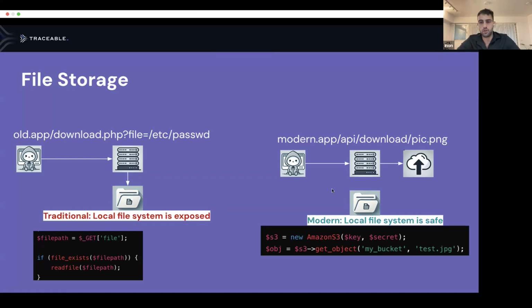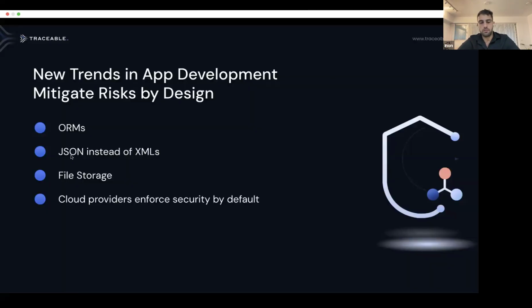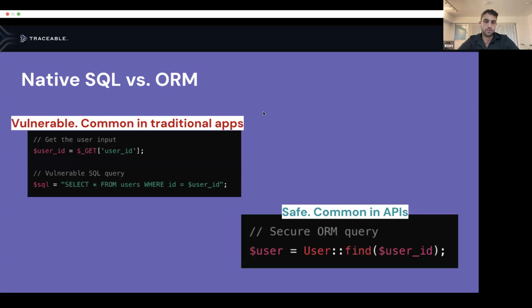This is something that doesn't really happen today, or it's not very common to see in modern applications, because developers prefer to use Amazon S3 or similar solutions that prevent the attacker from accessing the local file system on the server, even if there is a traversal. Another example is that developers use JSONs instead of XMLs today, which prevents XXE, a vulnerability in the parsing process of XML, and a few other fields.